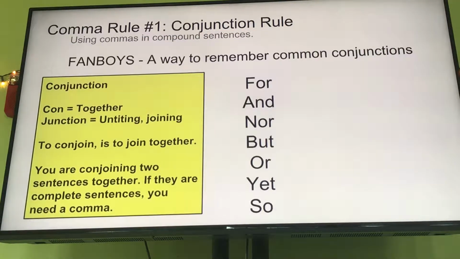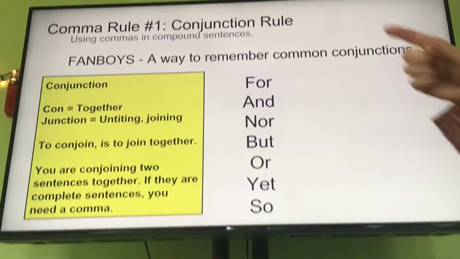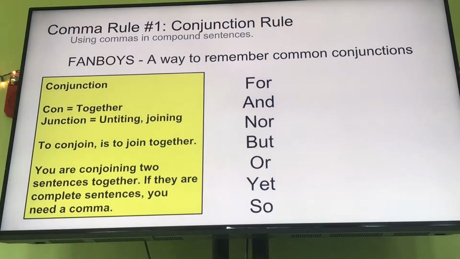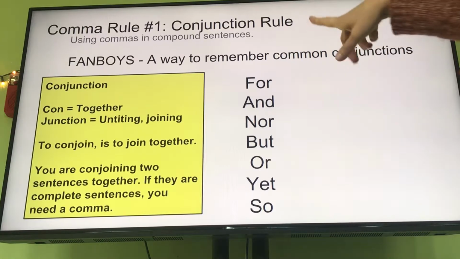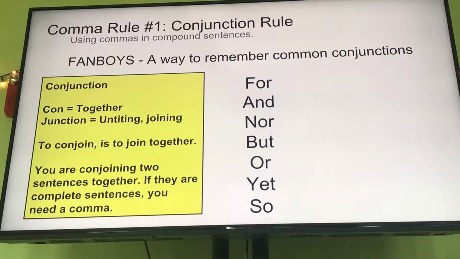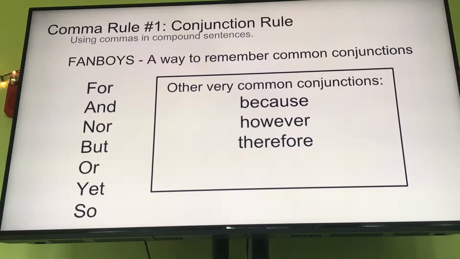So what is a conjunction? Here are some conjunctions. I don't want to be in the video, but this says fanboys. Fanboys is one way to remember some common conjunctions. So for, and, nor, but, or, yet, and so are common conjunctions. Mostly and, but, or, so are the most popular and the most common. And then we wrote down what conjunction means. It means joining together. So it joins those sentences together. Other very common conjunctions: because, however, and therefore.